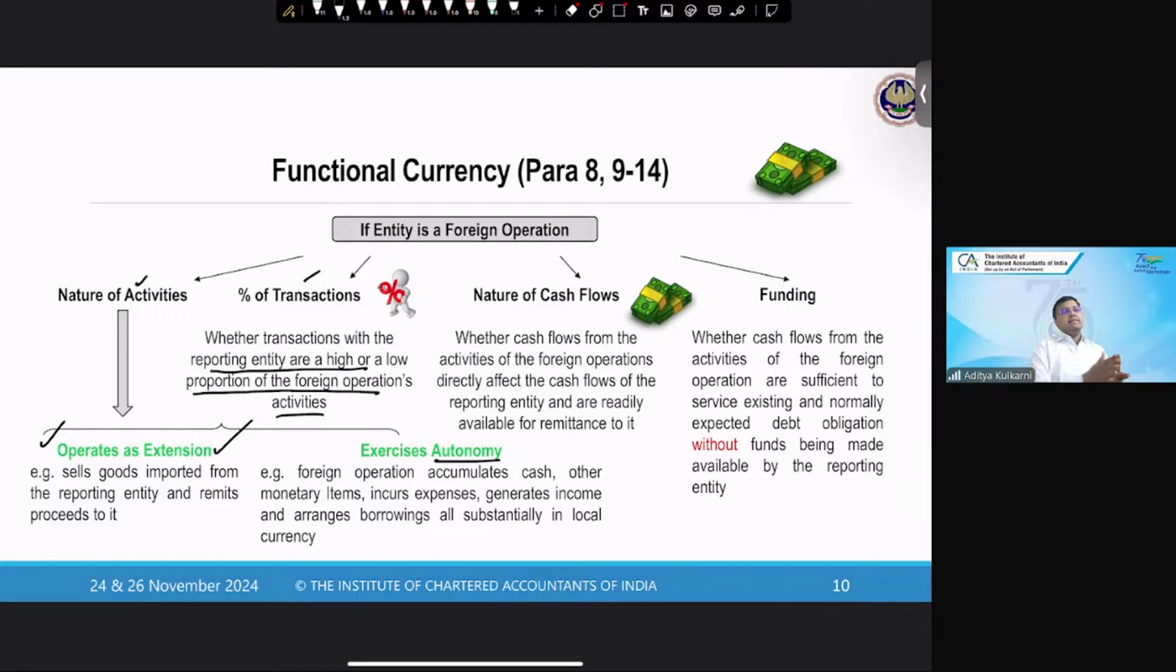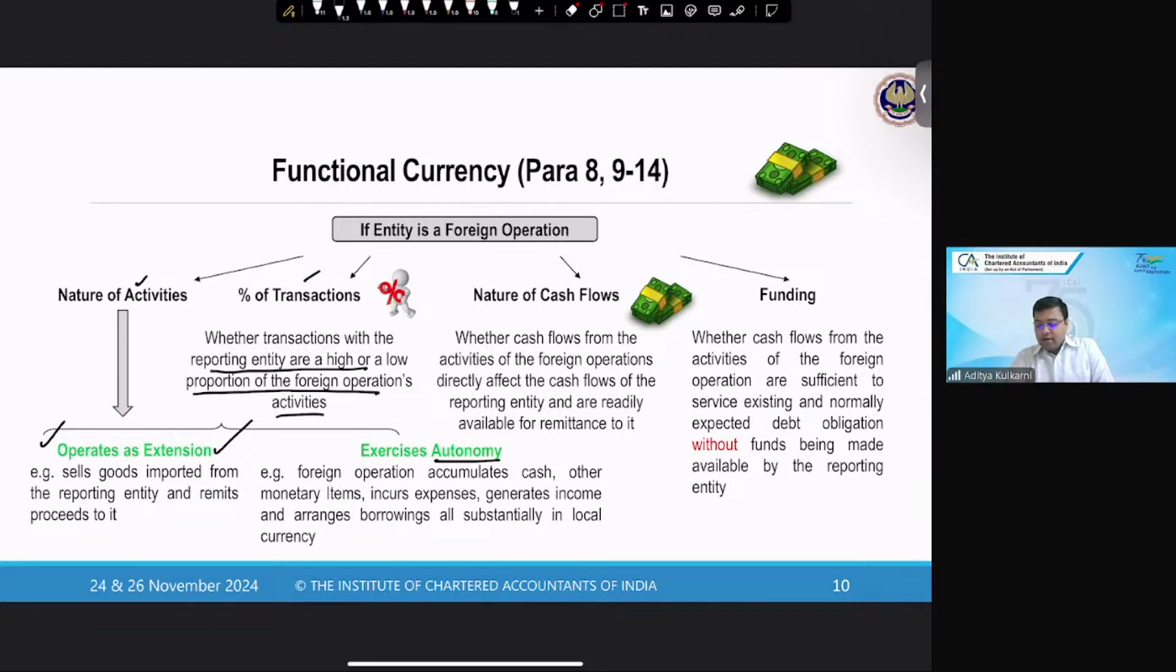Is the proportion of transactions with SBI India very high or very low? High. Very high. It's almost nearing 95 to 100%, because everything comes from there, and everything goes back there also. So your proportion of intercompany transactions is very, very high. That is one indicator for determining what your functional currency could be.